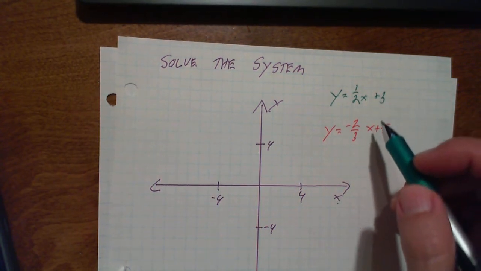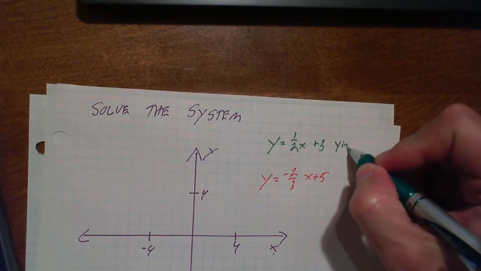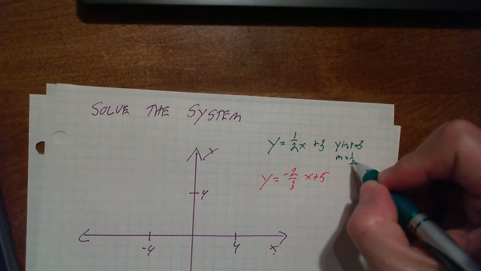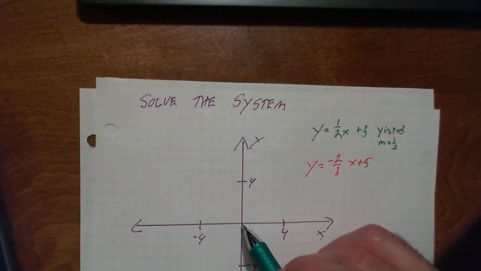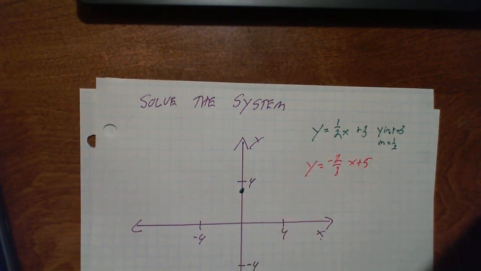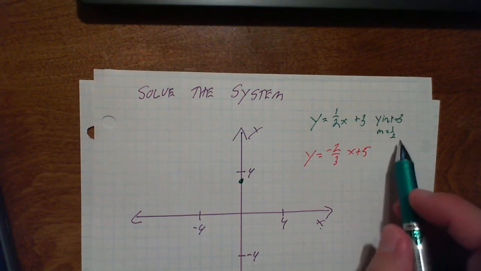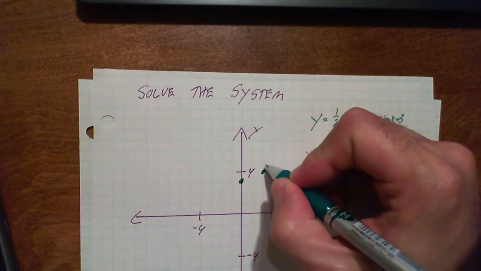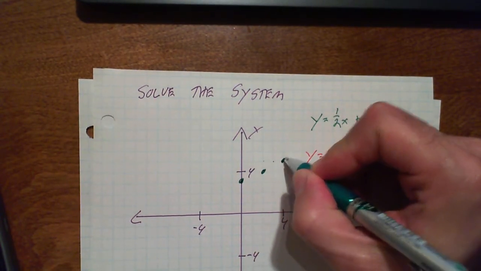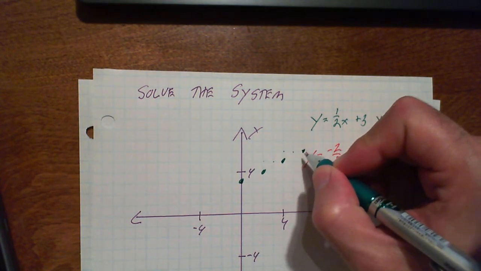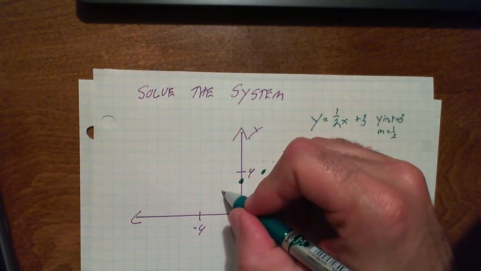The y-intercept equals 3. And the slope equals 1/2. The y-intercept of 3 means I go up 1, 2, 3 on the y-axis. The y-intercept is where it crosses the y-axis. And my slope is 1/2, which means I rise 1, I run 2. Rise 1, run 2. Rise 1, run 2. So I'm going to go down 1 over 2.